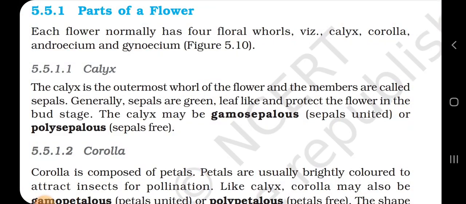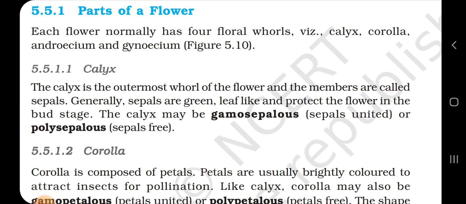5.5.1 Parts of a flower. Each flower normally has four floral whorls, which are calyx, corolla, androecium and gynoecium. Figure 5.10. 5.5.1.1 Calyx. The calyx is the outermost whorl of a flower and its members are called sepals. Generally, sepals are green, leaf-like and protect the flower in the bud stage. The calyx may be gamosepalous, meaning sepals united, or polysepalous, meaning sepals free.